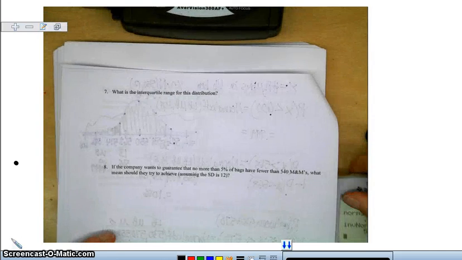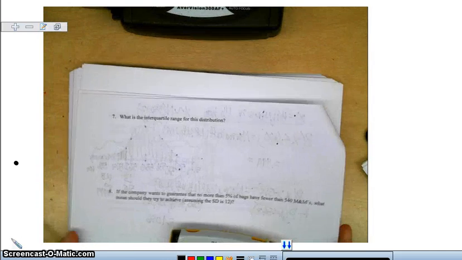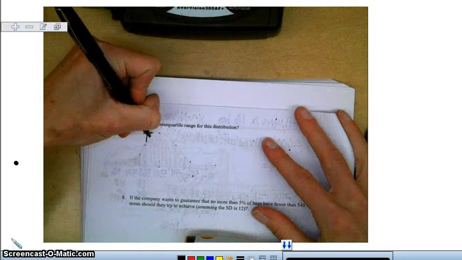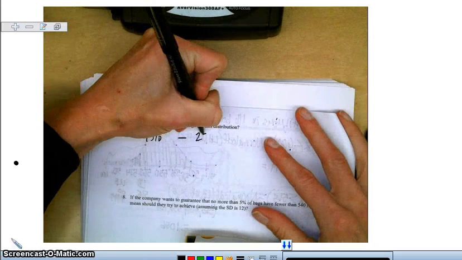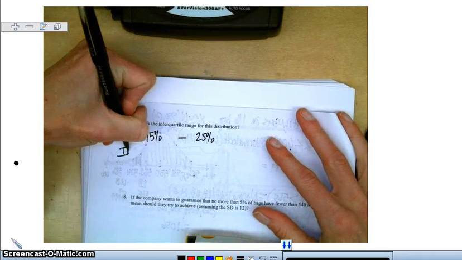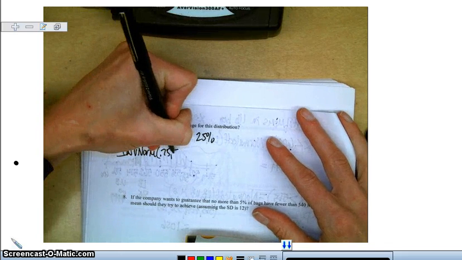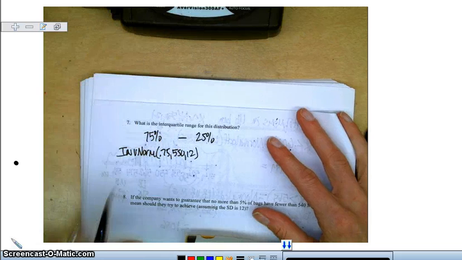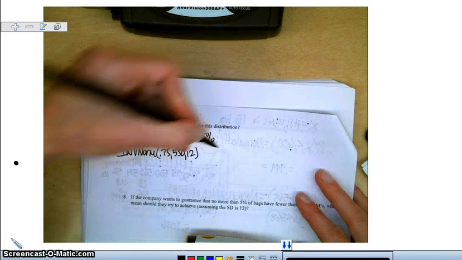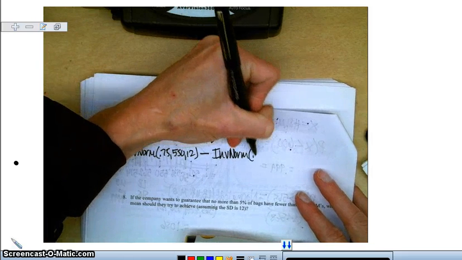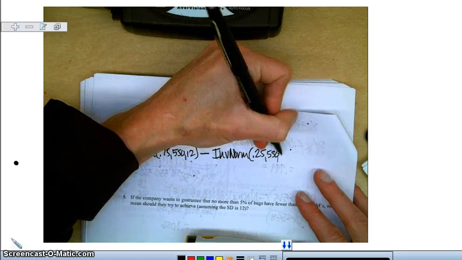All right, so next page. A few more questions. What is the interquartile range for this distribution? Well, that's kind of nice. We just need the 75th percentile minus the 25th percentile. So we can do inverse norm of 0.75, comma 550, comma 12. The area to the left is 75%, minus the inverse norm of 0.25, comma 550, comma 12.